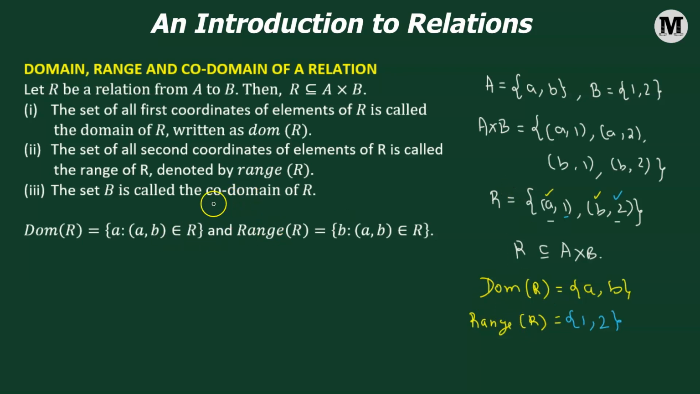Then there is a third concept, which is the codomain of R. The codomain of R is simply going to be the set B. Here, set B contains the elements 1 and 2. Fine. In this particular case, we observe that the codomain of the relation R is exactly the same as the range of that same relation R.